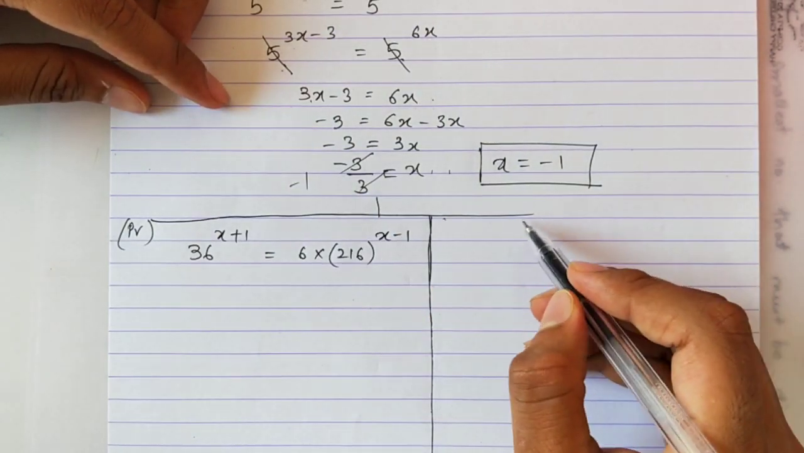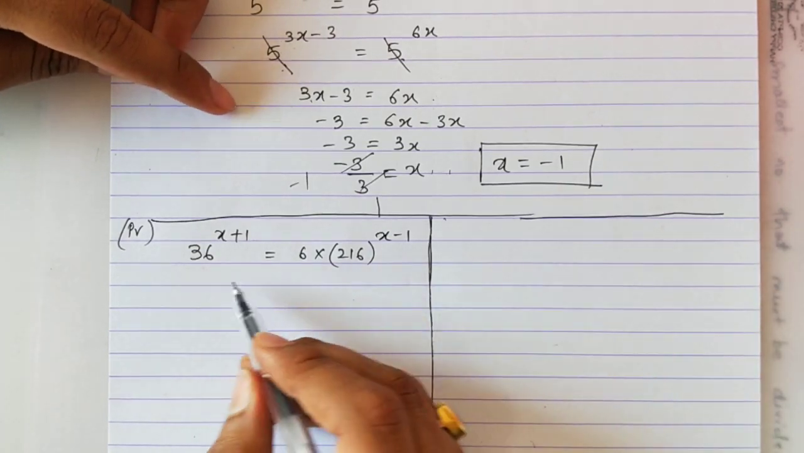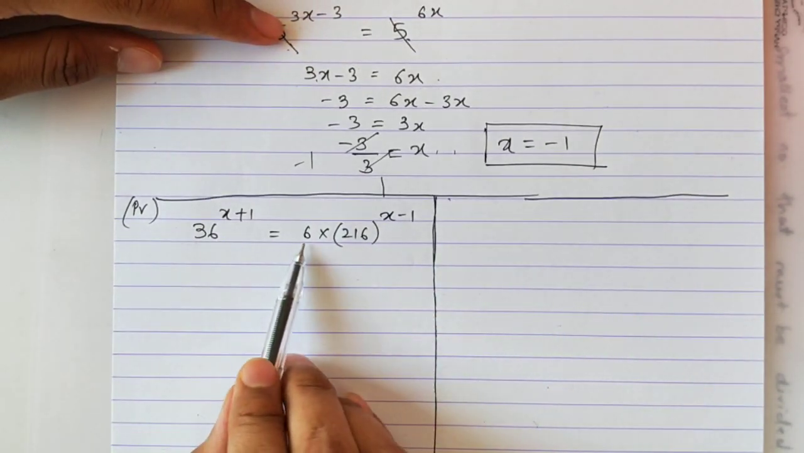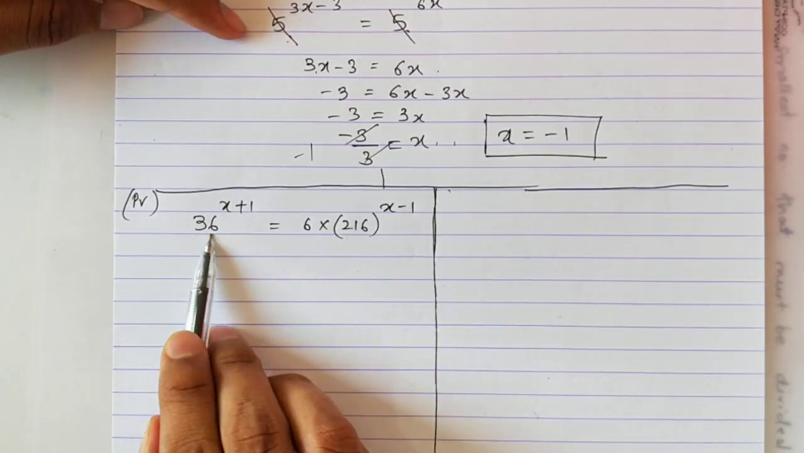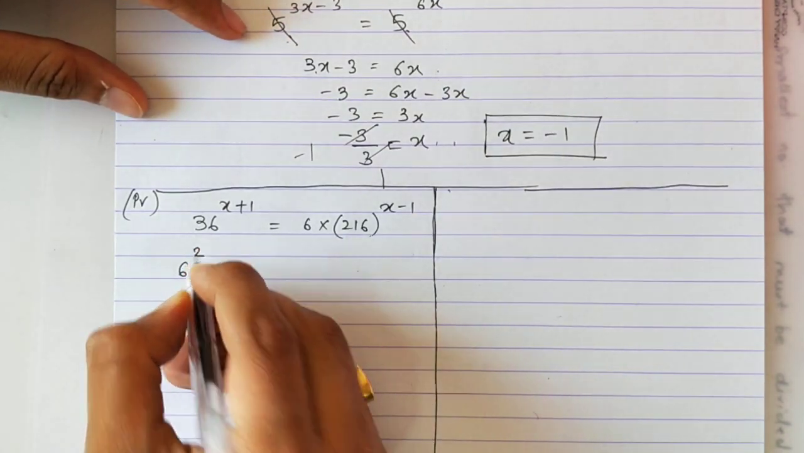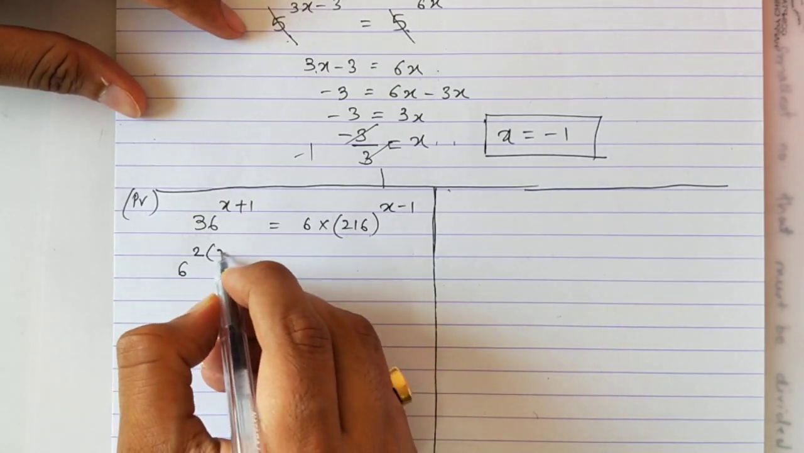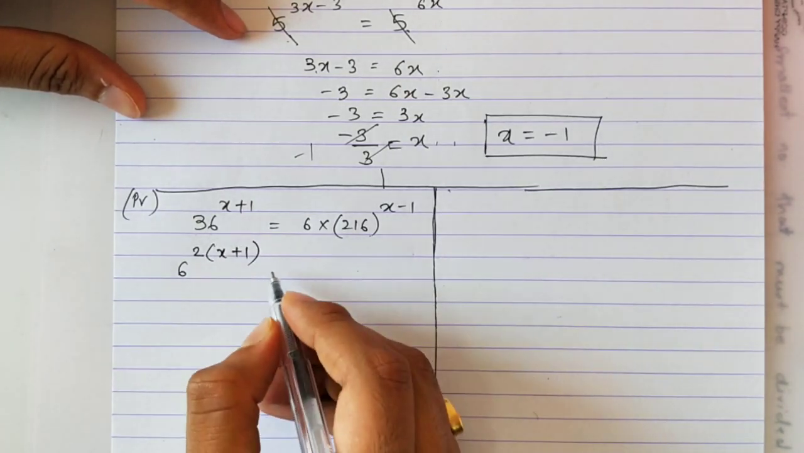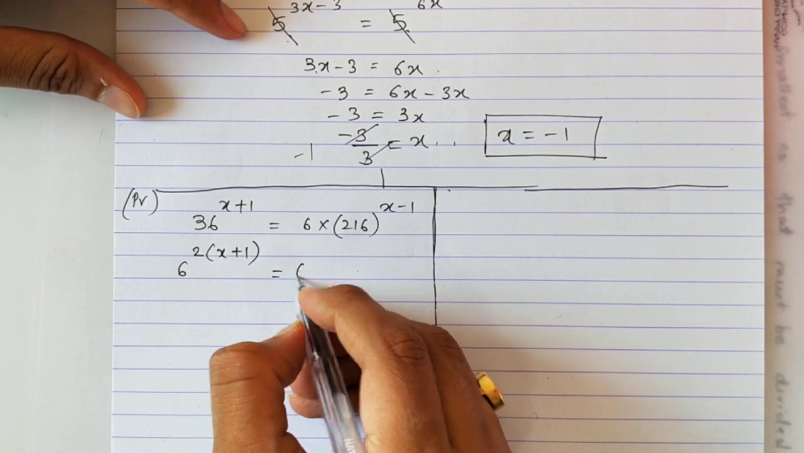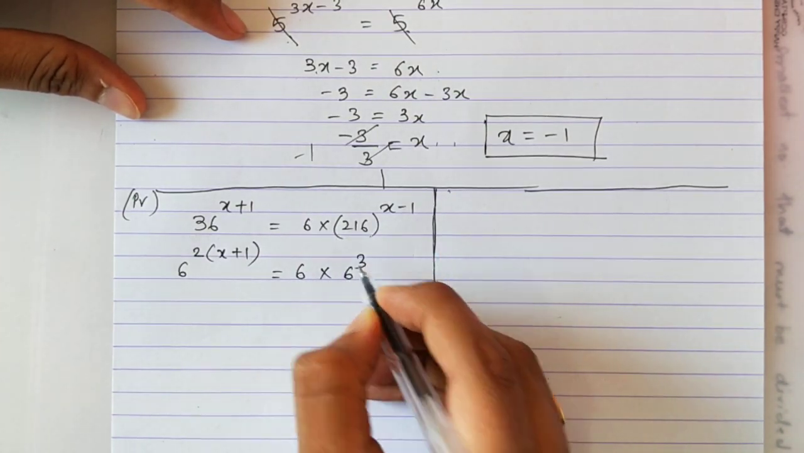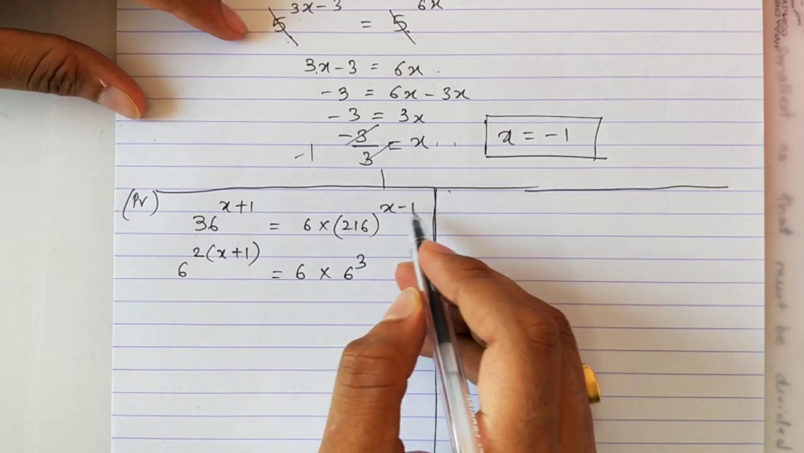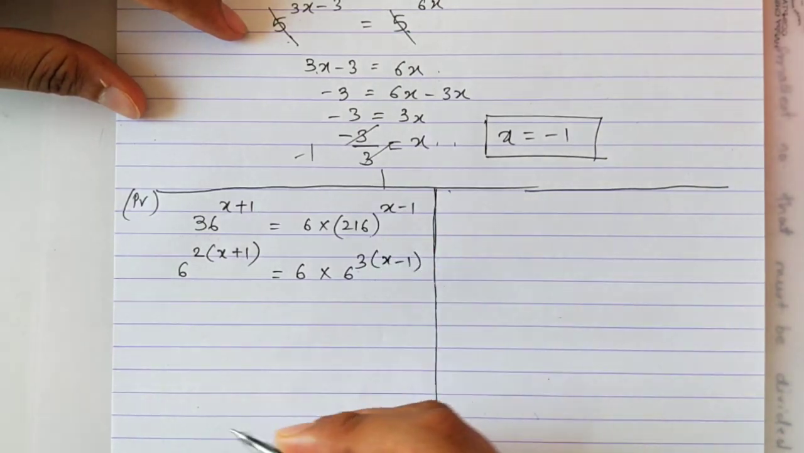Now all the sums are the same. All the sums are of a similar type here. If you observe, 36, 6 and 216 are all powers of 6. So this 36 is nothing but 6 square, into x plus 1. And this 216 is nothing but 6 cube, and the power we have is x minus 1.